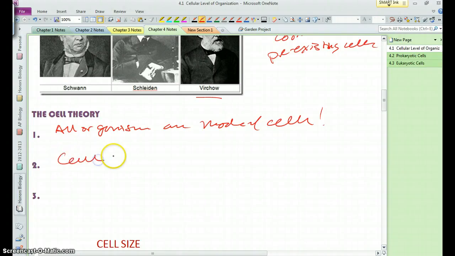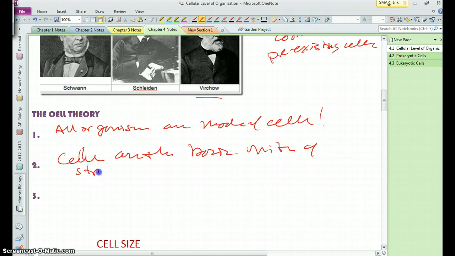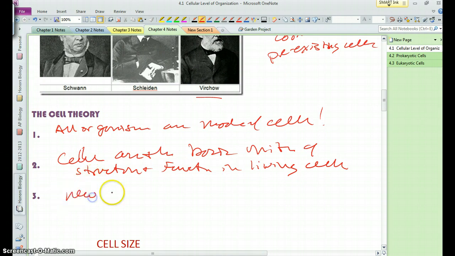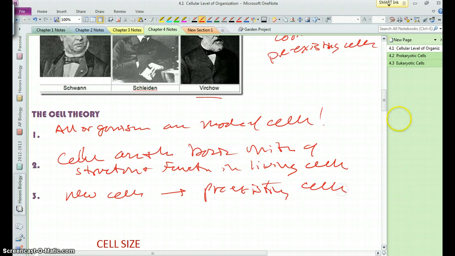Two, cells are the basic units of structure and function in living things. That is, cells are in there doing all the work and providing the structure for living things. So the cell's where it's at, you might say. And the third part of the cell theory is Virchow's contribution, again, that new cells come from pre-existing cells.